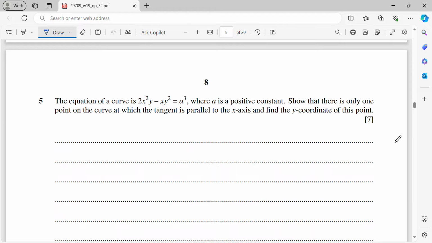Okay, now question number 5. The equation of a curve is given and the a is a positive constant. Now show that there is only one point on the curve at which the tangent is parallel to the x-axis. So the tangent is dy/dx. The gradient of the tangent is dy/dx.